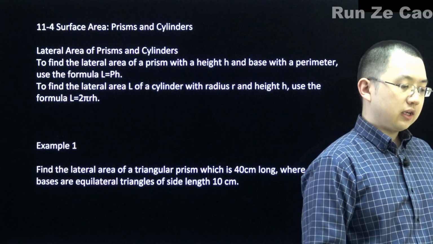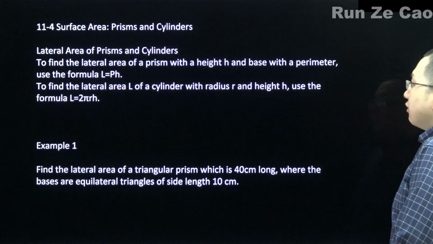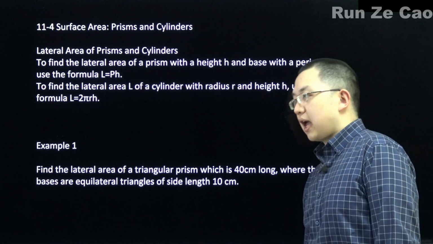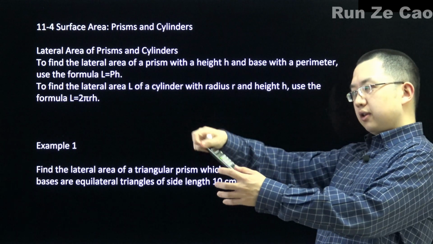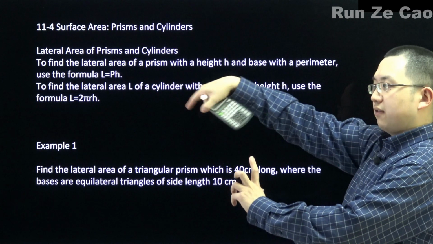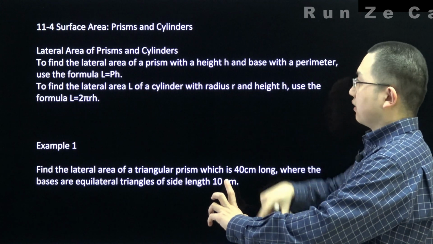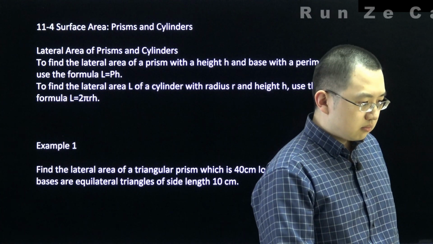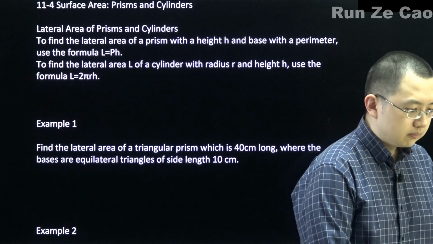Suppose we want to look at the surface areas of prisms and cylinders. The lateral area of a prism, that's the perimeter of the base multiplied by the height. Because if you unroll the lateral side, you end up with a rectangle with the length being the perimeter of the base, and then the height is, well, the height of the prism. To find the lateral area of a cylinder, you use the same formula. 2 pi r is just the circumference of the circle.